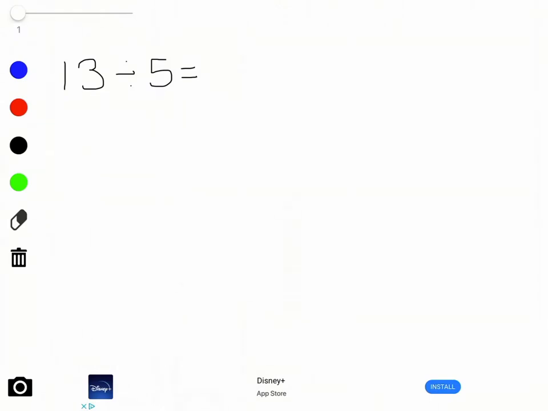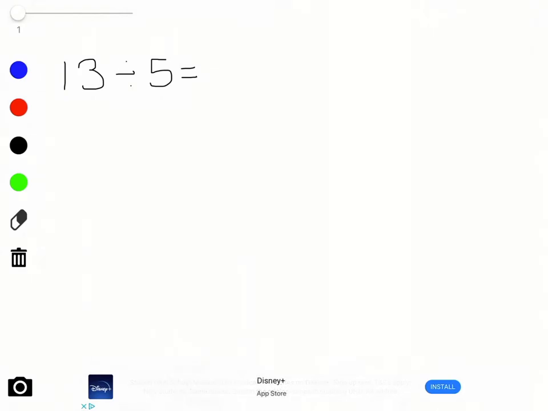The question I've got here is 13 divided by 5, and what that is asking is how many 5s are there in 13. First of all, in upper key stage 2, I would be encouraging my class to estimate their answer and make links between the numbers. For example, we know that 2 times 5 is 10 and 3 times 5 is 15. So my answer is definitely going to be a decimal number, which falls between 2 and 3.